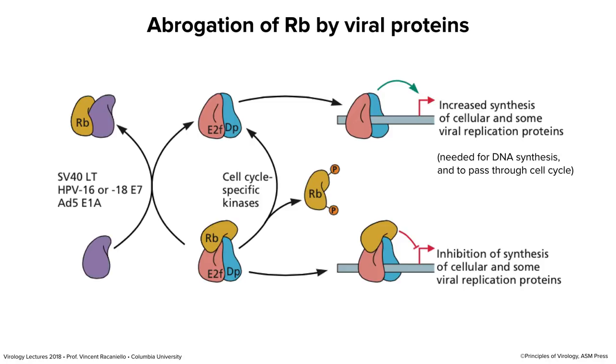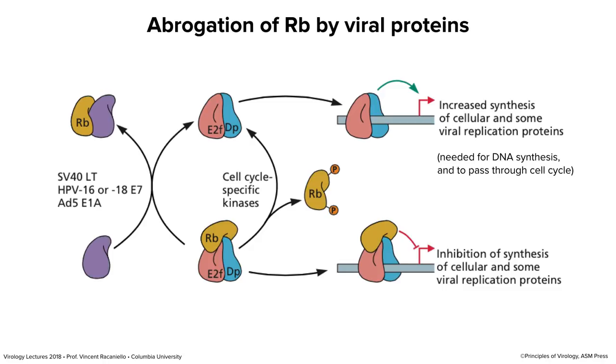So when RB is bound to E2F, remember, this E2F complex sits near the promoter. If RB is on it, it recruits histone deacetylases, tightens up the chromatin, and shuts down transcription. So this is how RB prevents cells from going through mitosis. It shuts off the genes that are needed for going through the cell cycle. But of course, this is not what the viruses need. They need to have the cells dividing.